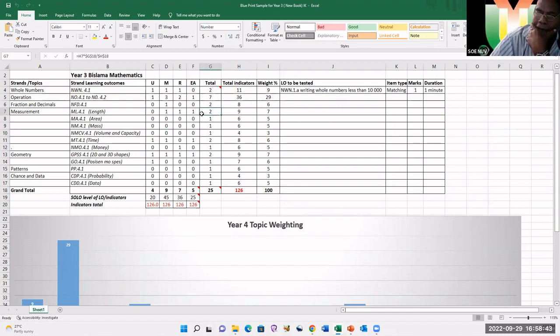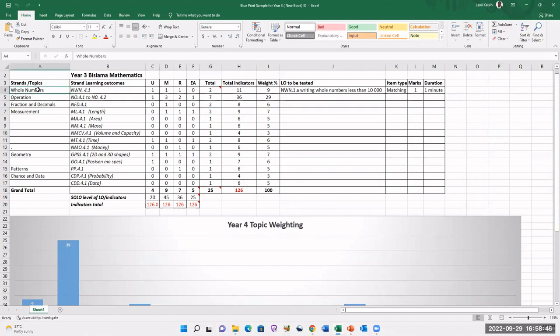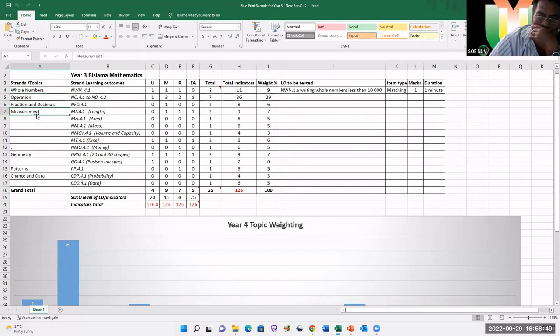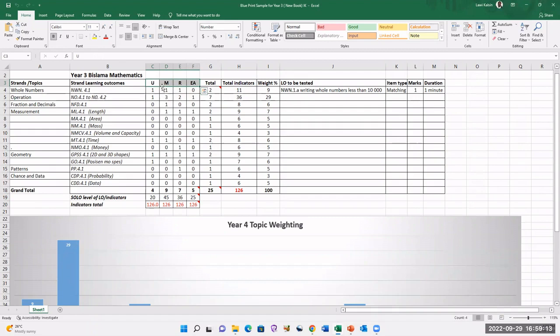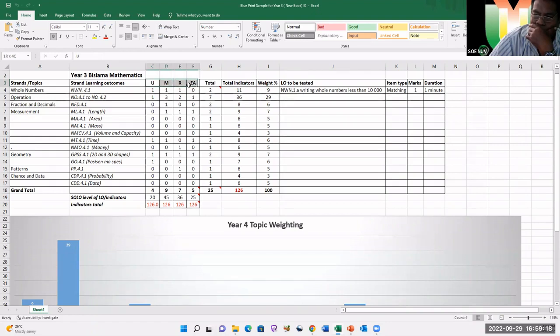So these are called strands in outcome-based education. Previously we called them topics. Now we have strands, and this is the strand learning outcomes. And then we have UMRE. What are these? Levels of thinking: unistructural, multistructural, relational, and extended abstract. So this is the SOLO taxonomy in the examination blueprint.